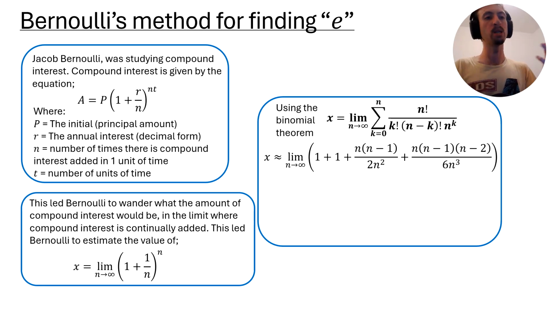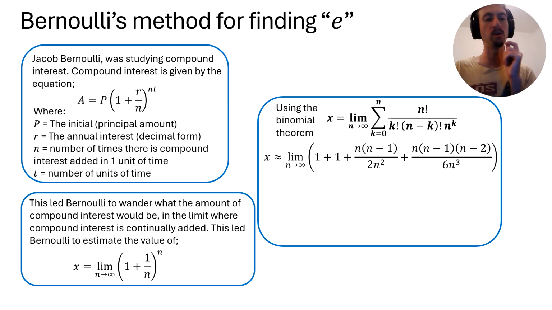Now, as an example of how we get this approximation for x, where I'm considering these first 4 terms, let's look at the third term in this approximation. So n lots of n minus 1 over 2n squared. So how do I get that using our sum? Well, our sum is from k equals 0 to n, where k is going up in integer steps. So the third term will correspond to k equals 2.